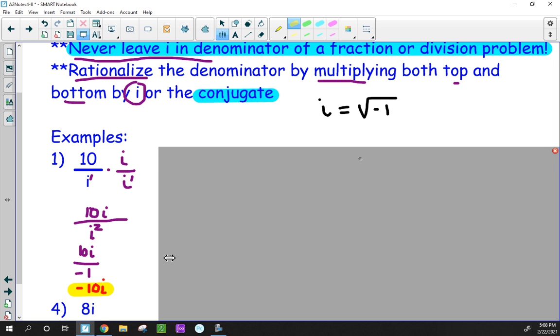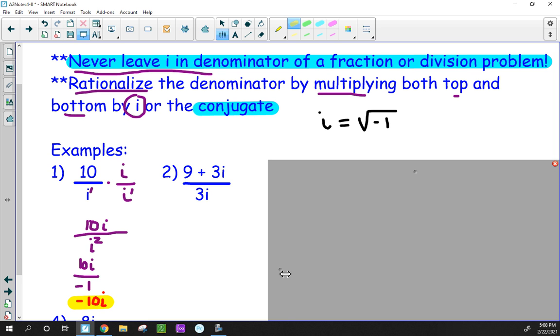Okay, let's take a look at question 2. Notice in number 2 that the numerator this time has a complex number, whereas in example 1, the numerator only had a real number. Also notice in example 2 that the denominator is just an imaginary number, 3i. Because this is one single term, you are going to get rid of the i. You're going to rationalize the denominator by multiplying both the top and bottom by i.